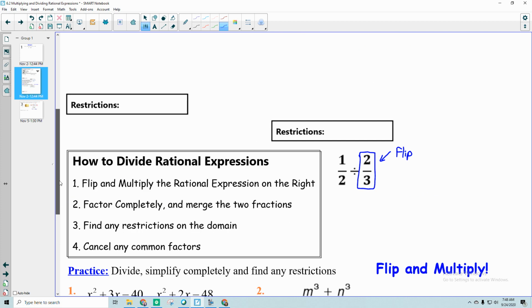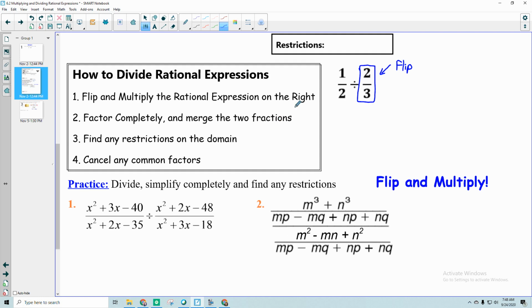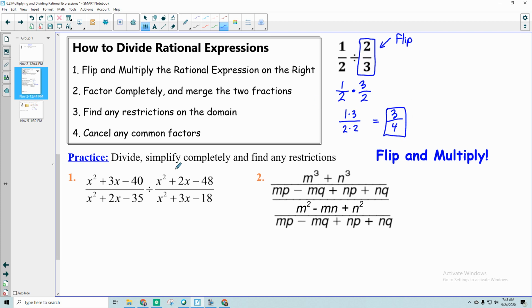So then after that, we're just doing the same steps that we learned from the last video. So if we have this as 1/2, change this division problem into a multiplication problem, and then flip this upside down. And then just like we would do multiplication like we practiced in the last video, we're combining these two fractions together. So I have 1 times 3 all over 2 times 2, and that gives me 3/4. All right, so that's a pretty simple example.